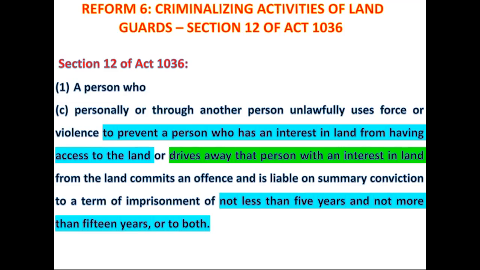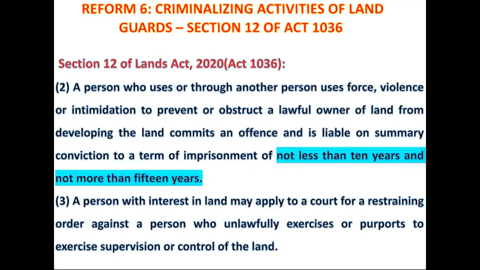So, people who will be using brutal force to prevent owners of land from having access to their land, when you are arrested, we are told that it's a criminal offense and shall be given no less than 5 years and no more than 15 years or both. Yes, so that is the import of section 12. And we say that it is making criminal the act of landguardism, land guards causing trouble here and there. The actions have been made criminal. Look at section 12 of the Land Act.